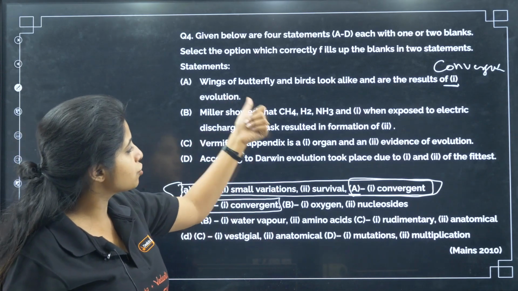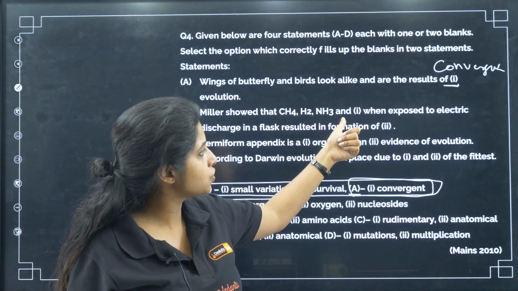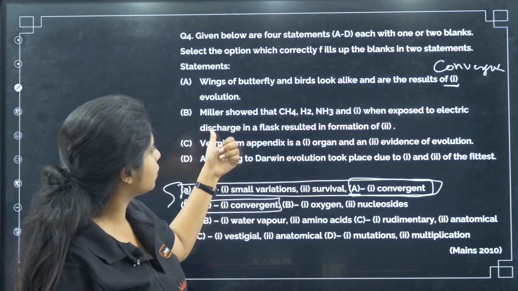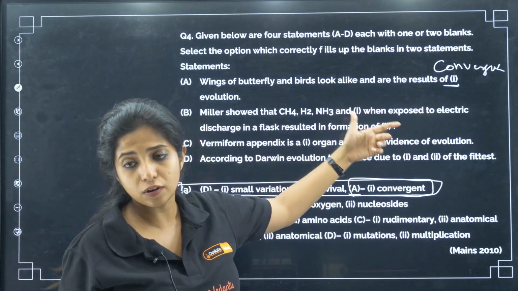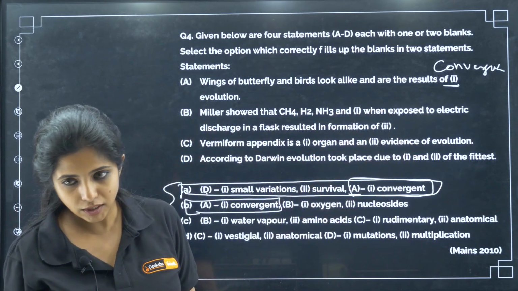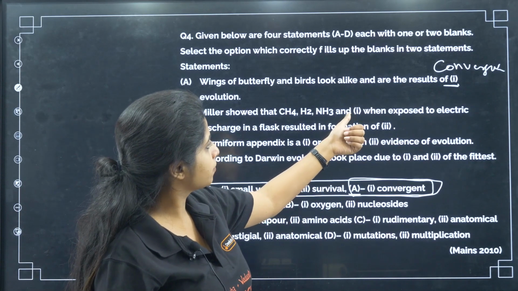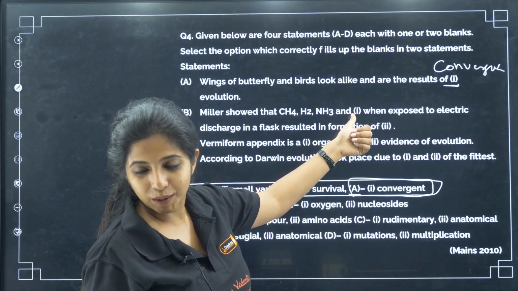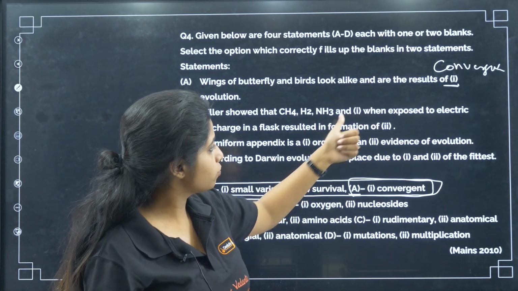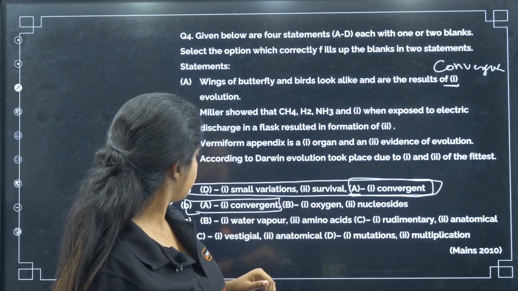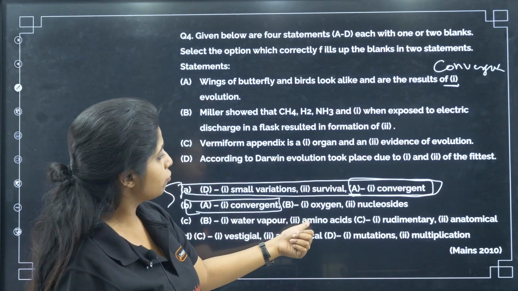So suppose Miller showed CH4, H2 and NH3 and dash when exposed to electric discharge in a flask resulted in the formation of dash. Resulted in the formation of amino acids, my dear children. And what is this dash? Water vapor. These were the 4 things that were used. So basically 1 should be water vapor, 2 should be amino acids.